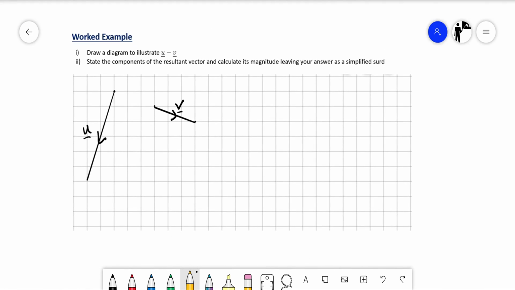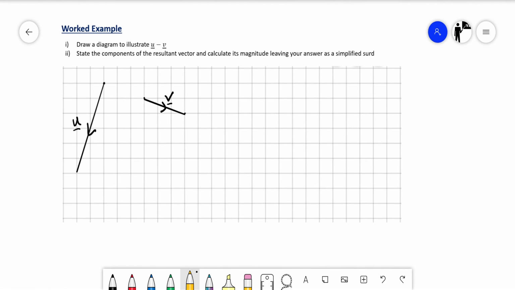So what have we got here? In this first example, draw a diagram to illustrate u minus v. We've got a vector u and a vector v. To draw a diagram to illustrate u minus v, I'm going to need to take the vector u and attach the vector that is negative v onto the end of vector u. So I've got my vector u, that's okay, but I don't have the vector minus v. So I'm going to need to draw that first.